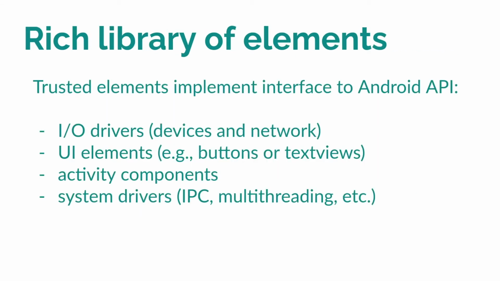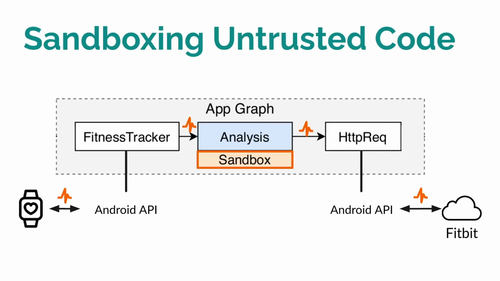And Flowverine middleware provides a rich library of such API elements that application developers can use in their applications. Those elements range from those that provide access to various devices and network resources, to others that provide UI elements like buttons or text views, and various activity components, as well as drivers for multi-threading and inter-process communication. Now, untrusted app elements are run inside sandboxes to prevent them from accessing API elements that were not specifically defined in the application graph.